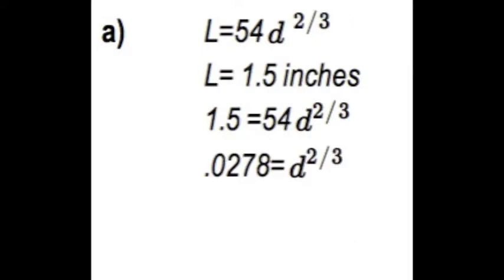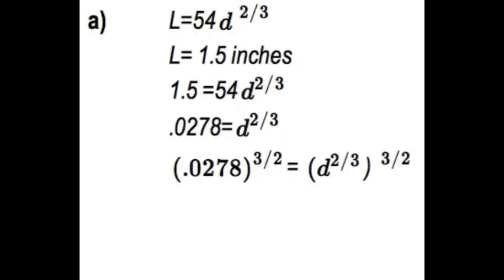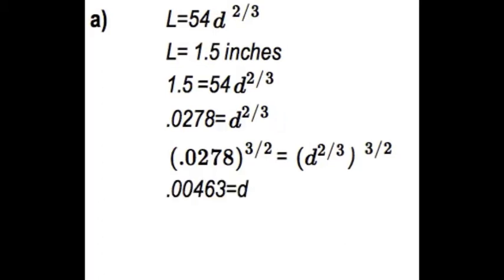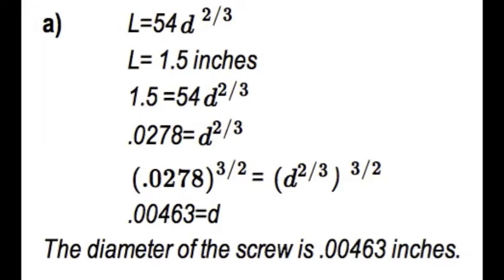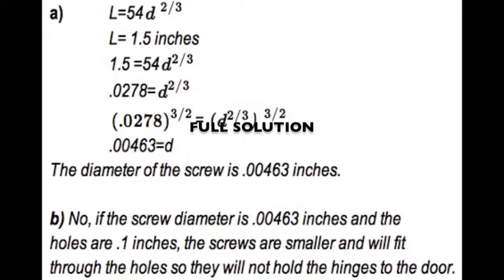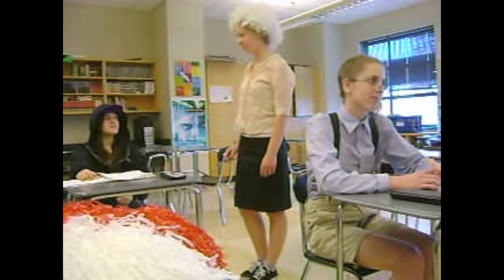Then you divide by 54 to get 0.0278 equals D to the 2/3. Then you raise both sides to the 3/2 to get 0.00463 equals D. So the diameter of the screw is 0.00463 inches. The answer to B is no. Oh, I see. This stuff really does apply in real life.